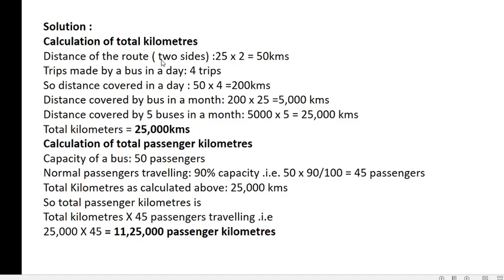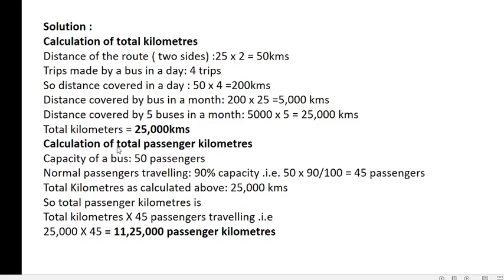Distance of the route for two sides 25 into 2, 50 kilometers. Trips made by a bus in a day 4 trips. So distance covered in a day is 50 into 4 is 200 kilometers. Distance covered by a bus in a month is 200 into 25 is 5000 kilometers. Distance covered by 5 buses in a month is 5000 into 5 is 25,000 kilometers. So the total kilometers is 25,000 kilometers.